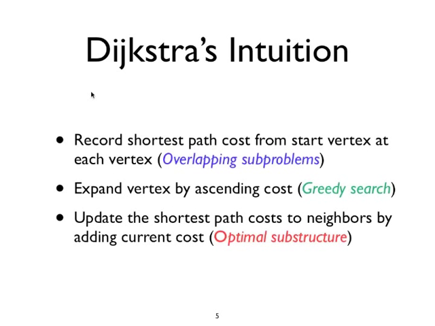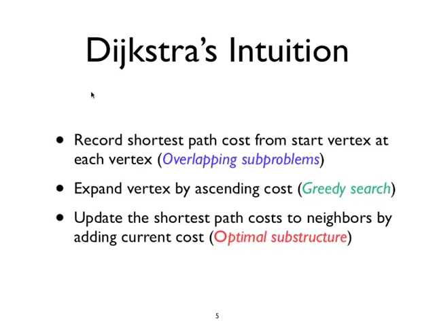So we are going to solve this problem using Dijkstra's algorithm. Dijkstra's algorithm is a classic example of dynamic programming, and as such it exhibits dynamic programming characteristics as follows. Dijkstra's algorithm takes the approach of recording the shortest path cost from the start vertex at each vertex. This allows it to eliminate redundant computations, thus addressing the overlapping subproblems problem.